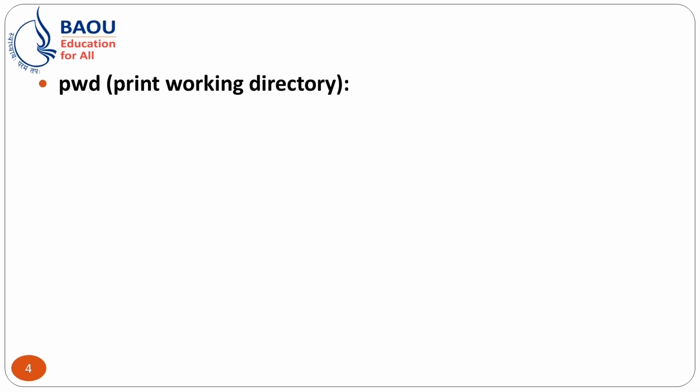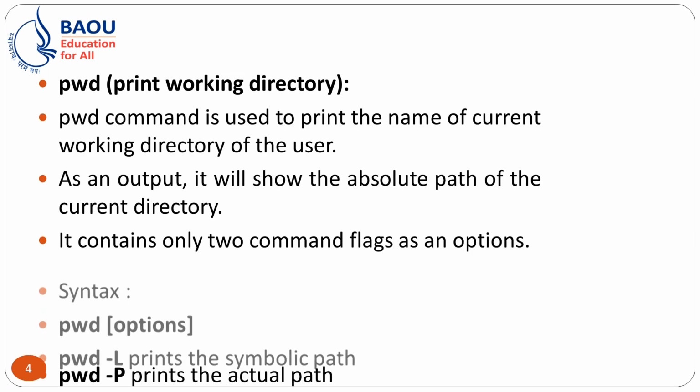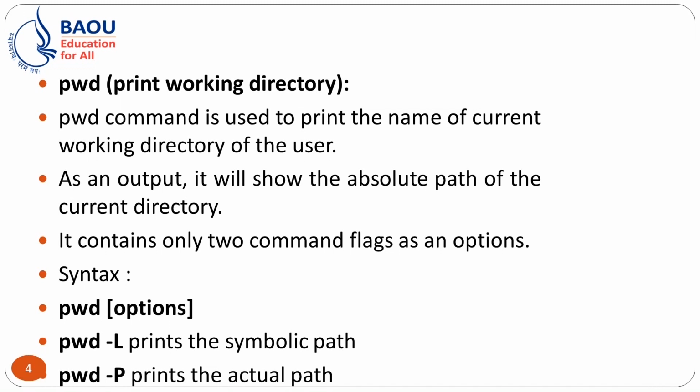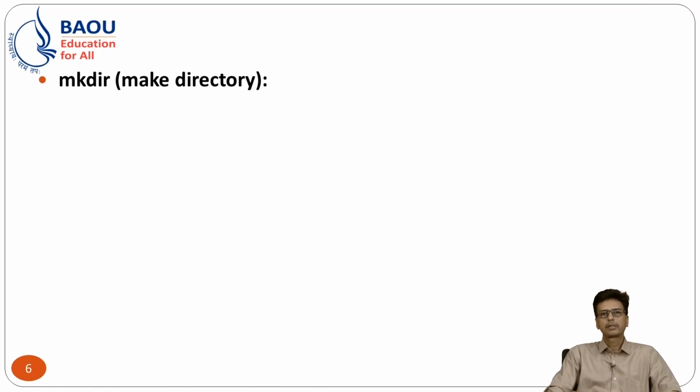The pwd command that we have already discussed displays the print working directory or present working directory. Suppose you want to display in which directory you are currently working, you have to use the command pwd. This command can be used with two options. Options are not mandatory, they are optional. The two options that you can use are capital L and capital P. Capital L prints the symbolic path, and capital P prints the actual path. We have already discussed the difference between the symbolic path and the actual path, or the main path, in our previous session. We then discussed mkdir, that is used for making a directory.